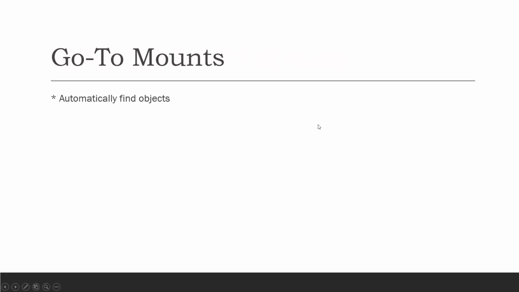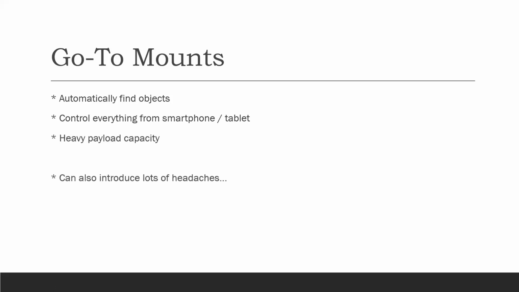So the great thing about the go-to mounts, as you probably know, is that you can automatically find the objects you want to photograph. If you have the ASIAIR, you can control every aspect of this from your smartphone or your tablet. They can handle the bigger telescopes. But as we talked about, they can introduce a lot of problems. And you could even spend a whole night trying to troubleshoot and never take a photo, which is incredibly frustrating if you only have a few clear nights per month.